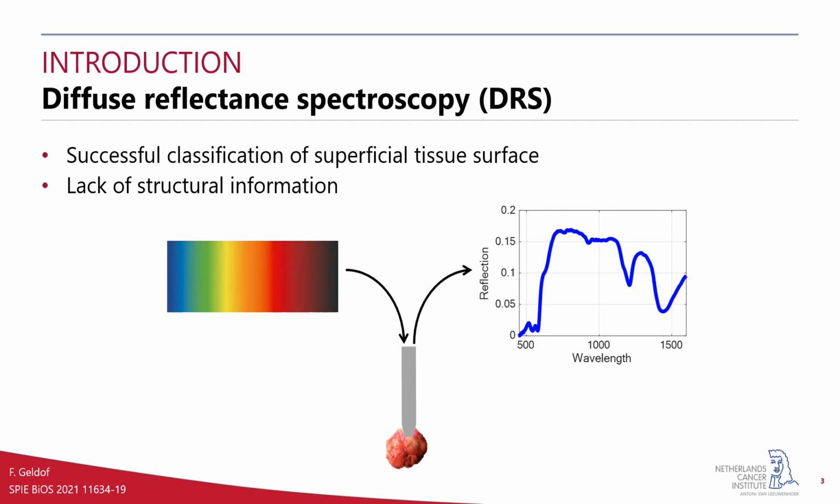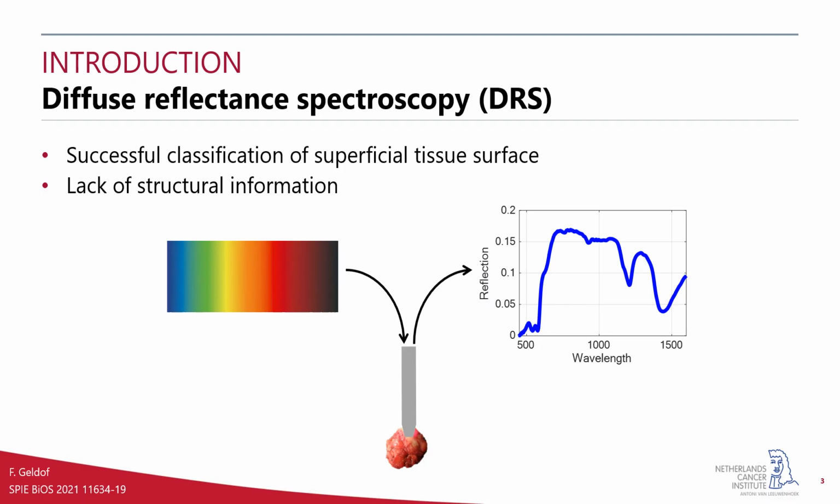Diffuse reflectance spectroscopy, DRS, is an optical technique that has already been successfully used for tissue discrimination. In DRS, broadband light in the visual and near-infrared wavelength range is sent into the tissue using an optical fiber. In the tissue, the light undergoes multiple absorption and scattering events. The second receiving fiber captures the diffuse reflectant light, and the measured spectrum contains specific information about the tissue composition.